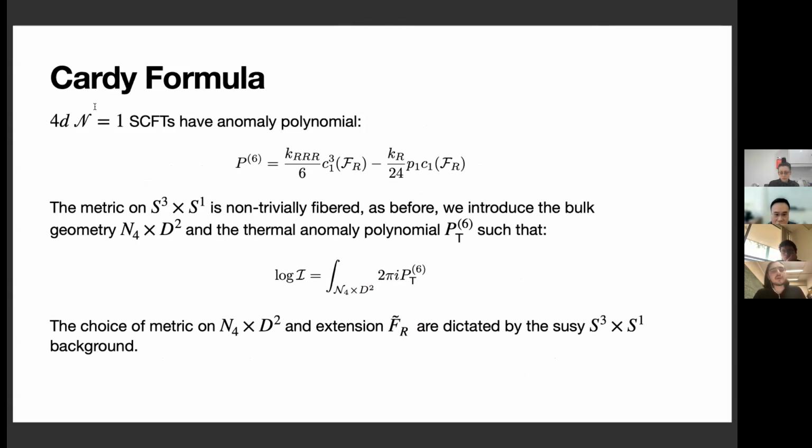Again, we're going to have a superconformal field theory, which in general has a 6-form polynomial of this kind. And as before, the important point is that the metric on this spacetime is non-trivially fibered. And so if we want to discuss something like the thermal anomaly polynomial, as I told you before, we'll have to introduce this fibered 6-manifold and then define the extension of the background fields and of the metric on this, which allows us to define the thermal anomaly polynomial.